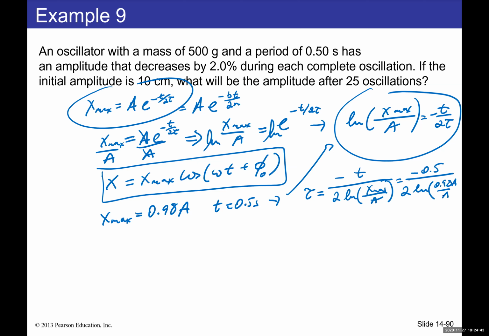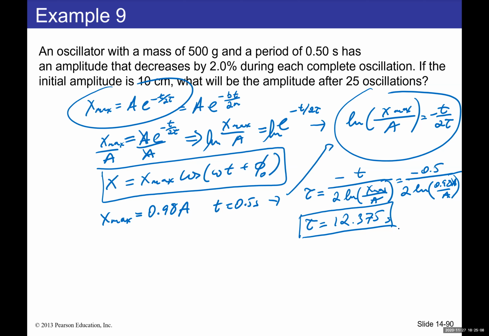0.98a over a, cancels the a, and I can then solve for the tau, which will be 12.375 seconds. Just plug in there and then solve for the time constant, we get 12.375 seconds. That means this is the time constant.